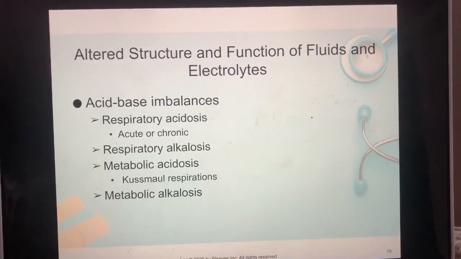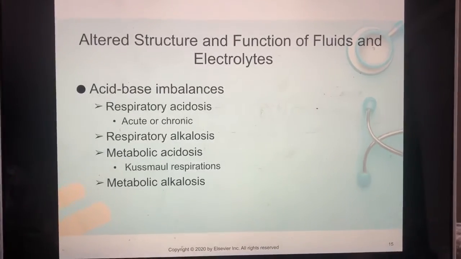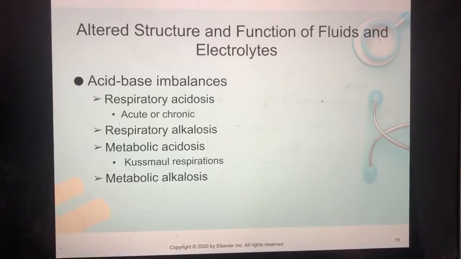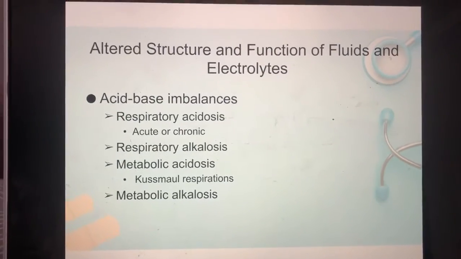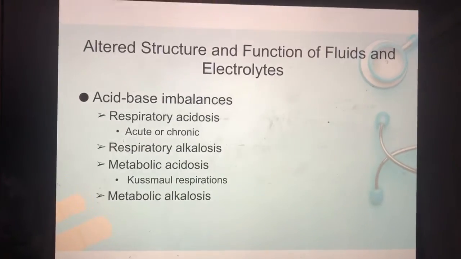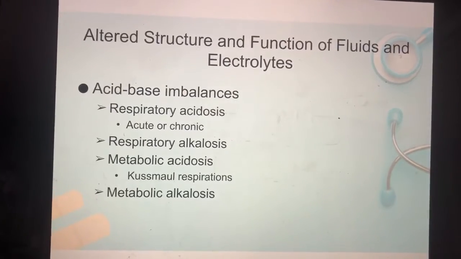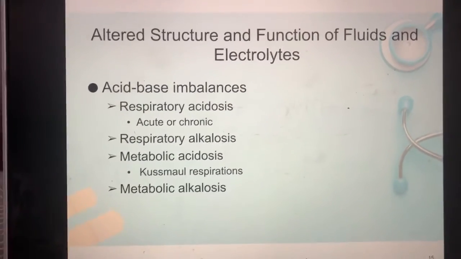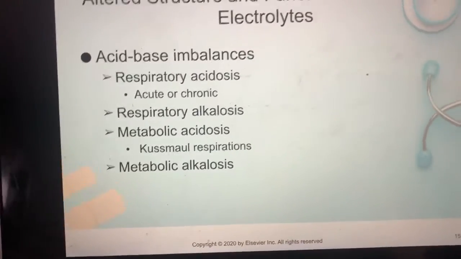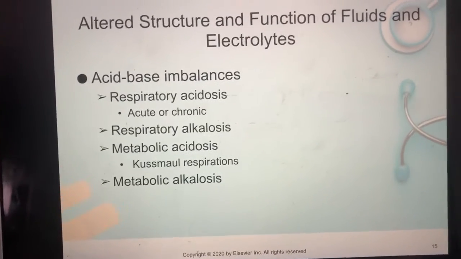So your acid-base imbalances: you have respiratory acidosis, respiratory alkalosis, metabolic acidosis, and metabolic alkalosis. If somebody's in respiratory acidosis, they might not be breathing well enough, so they're going to be retaining that extra CO2. So maybe they have slowed respirations. Or if they're in alkalosis, it'll be the opposite. If they're hyperventilating, they're breathing off all that extra CO2, which can lead to alkalosis. Metabolic acidosis, you might experience Kussmaul respirations.